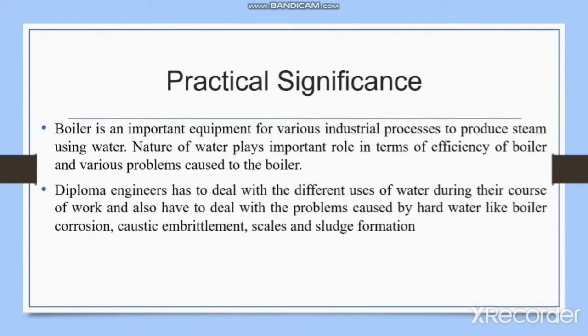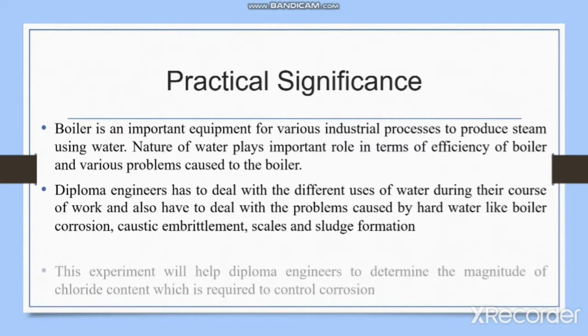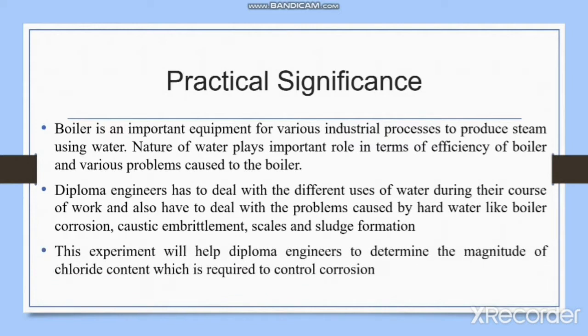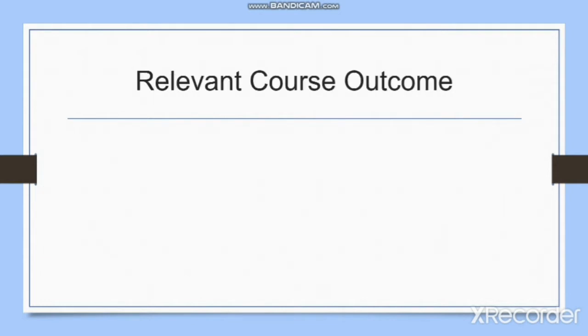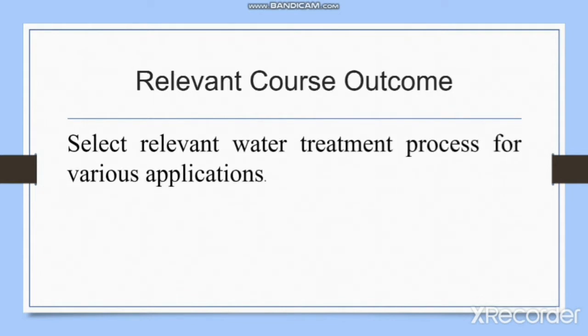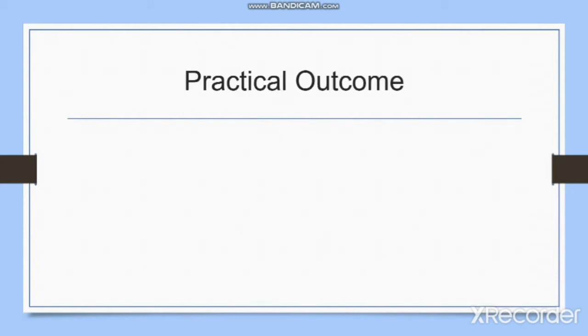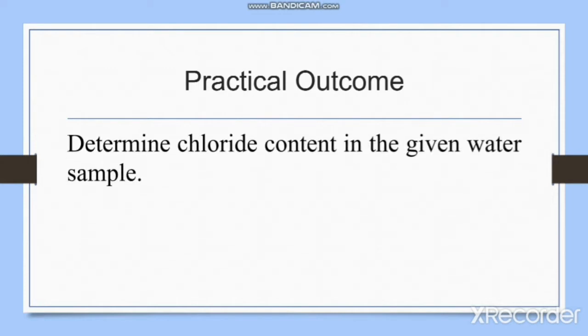A diploma engineer has to deal with the different uses of water during their course of work, and also has to deal with the problems caused by hard water, like boiler corrosion, caustic embrittlement, and scale and sludge formation. This experiment will help diploma engineers determine the magnitude of chloride content, which is required to control corrosion. The relevant course outcome is to select the relevant water treatment process for various applications. The practical outcome is to determine the chloride content in the given water sample.